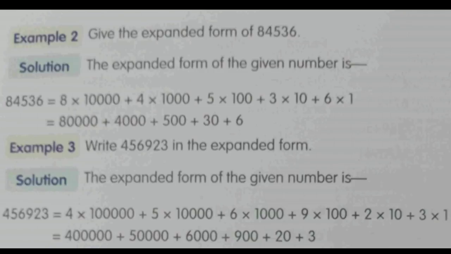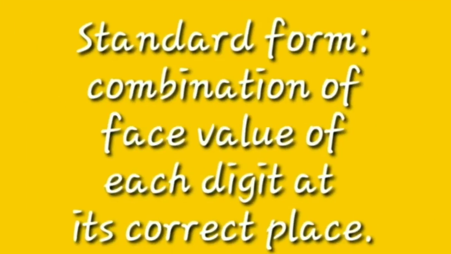So we can write in form of place values as 4 lakh plus 50,000 plus 6000 plus 900 plus 20 plus 3. So in this way we can write the given number in form of its expanded form. If we talk about the standard form, a number is given by combining the face value of each digit in its correct place. So standard form means you have to write the given number in form of its face value. So it is as opposite to that of the expanded form.